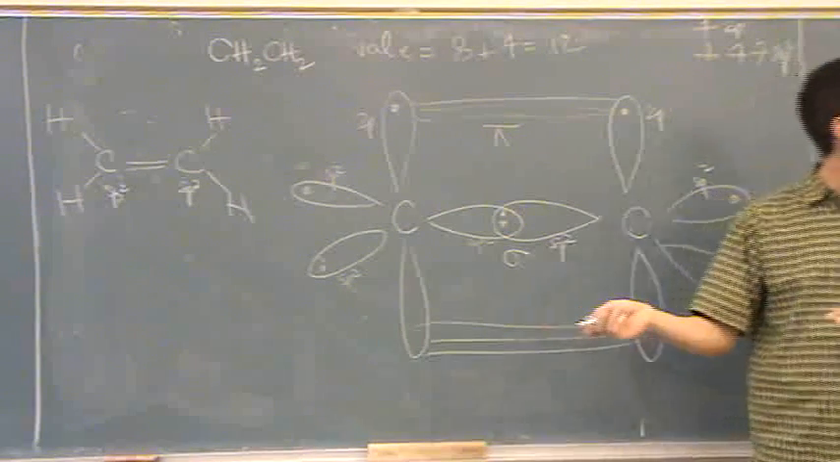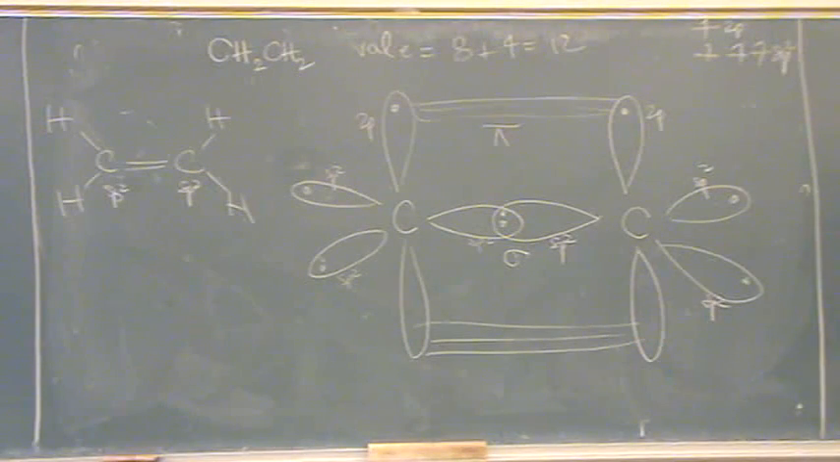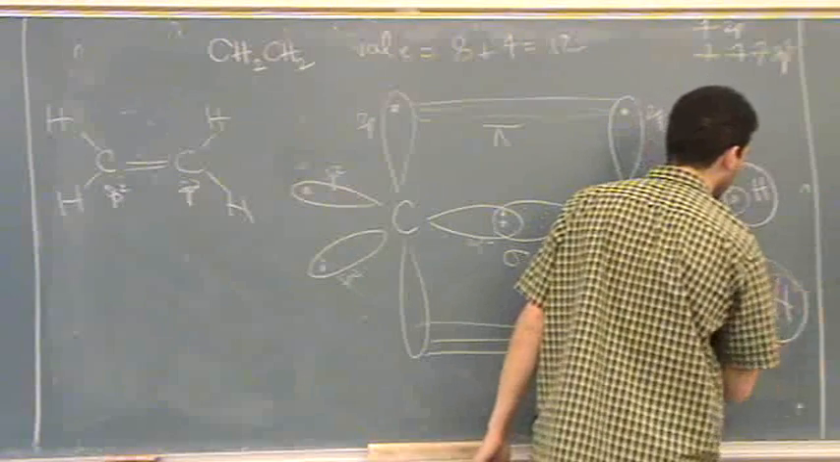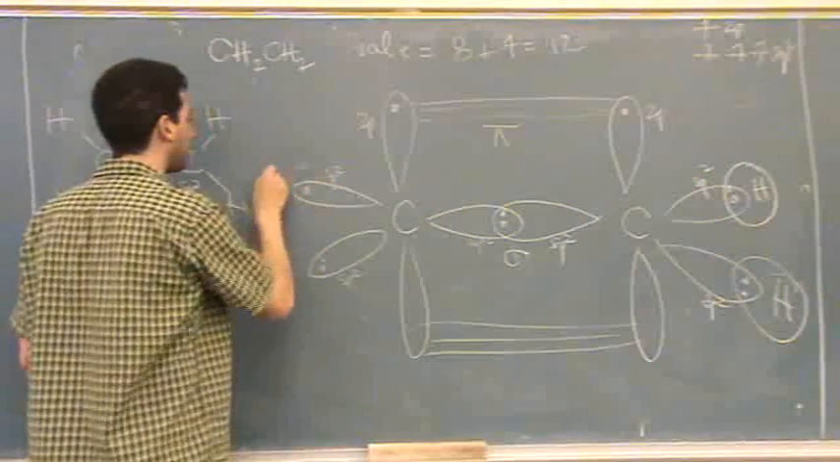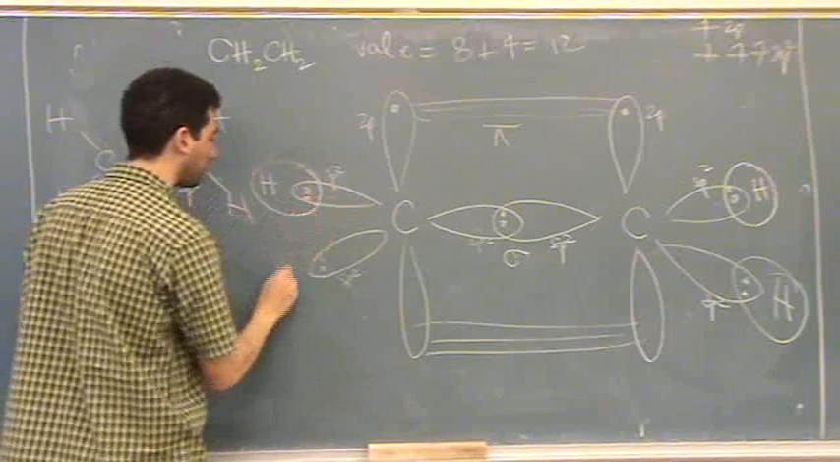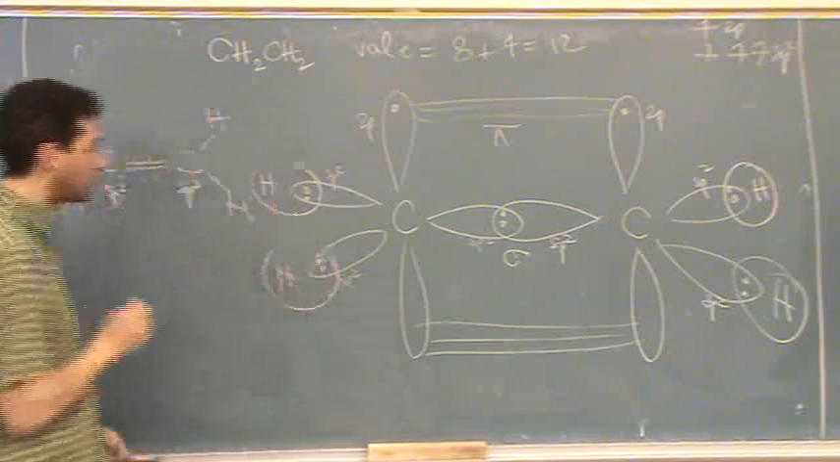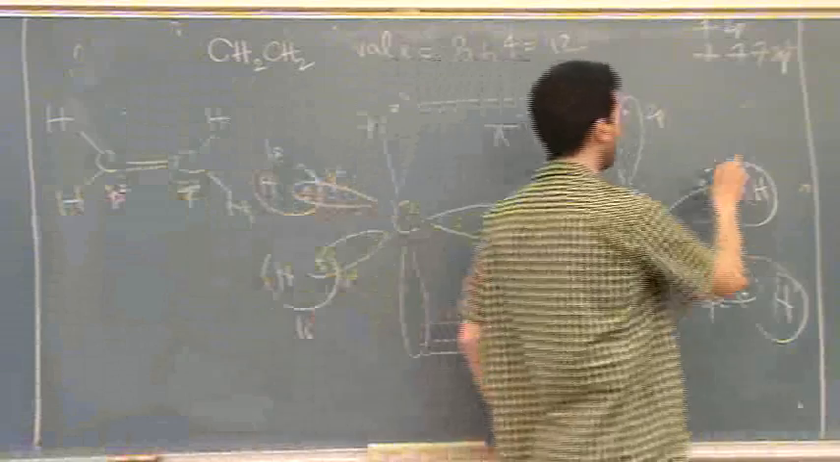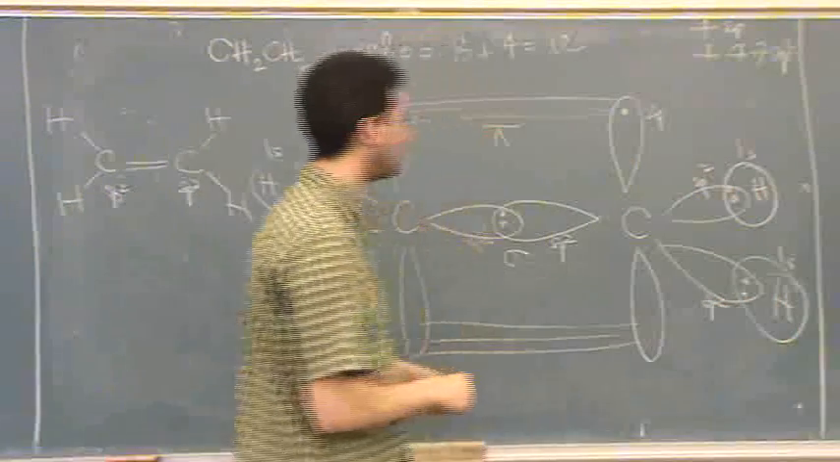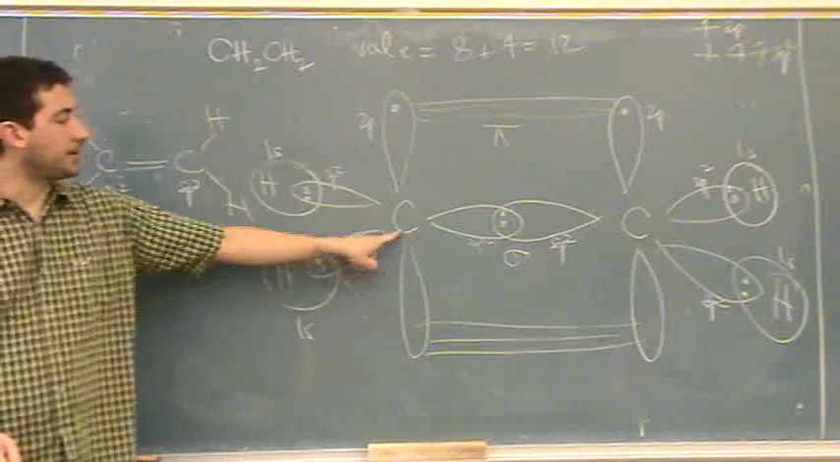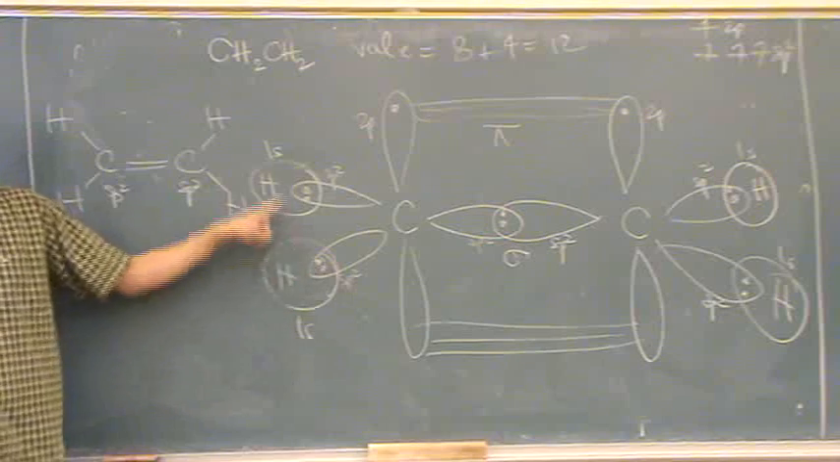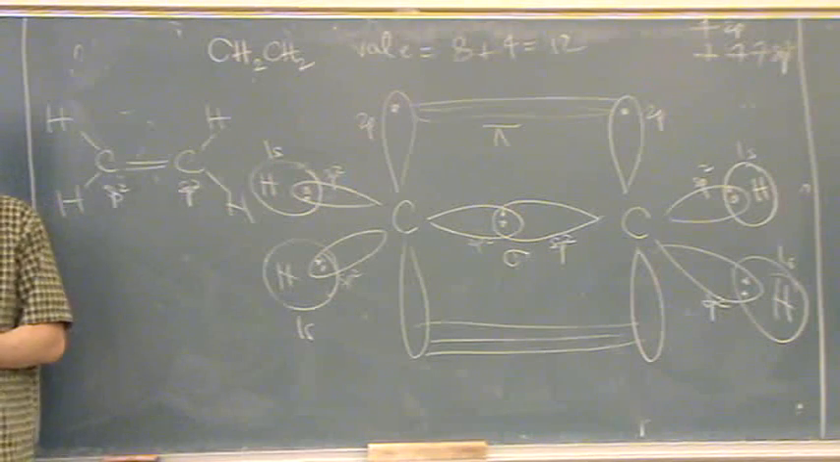I haven't put in the hydrogens yet. Hydrogens are what orbital? S. S, and that looks like a sphere. So, each brings in one electron. Like that. So these are all 1s orbitals. This bond here is what? Sigma. Sigma. Because it's between atoms. All these carbon-hydrogen bonds are sigma bonds.